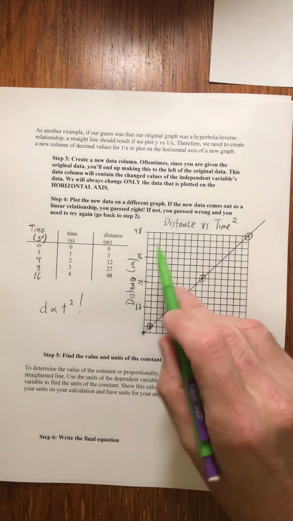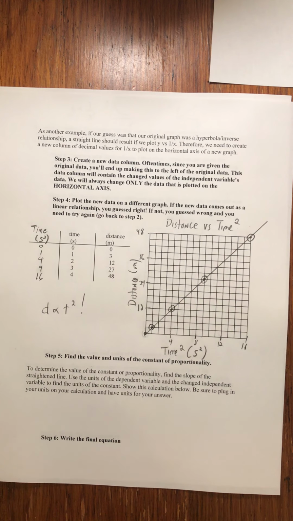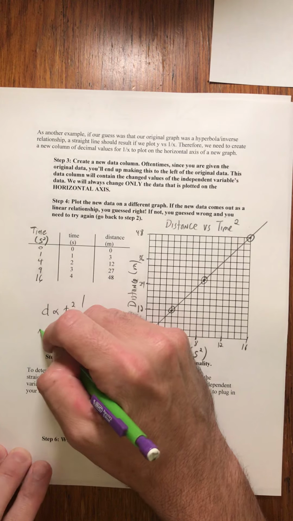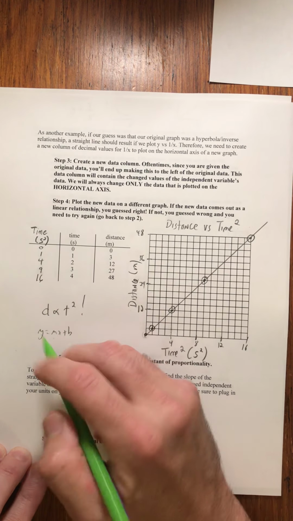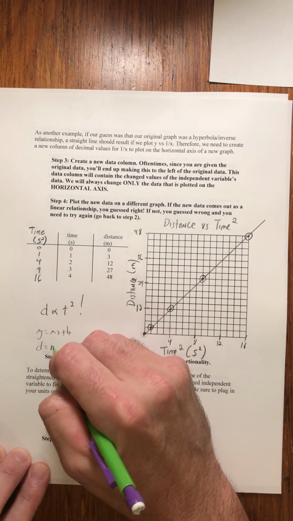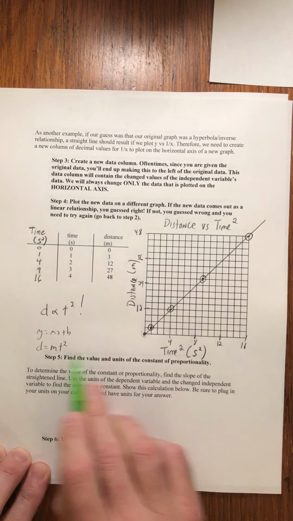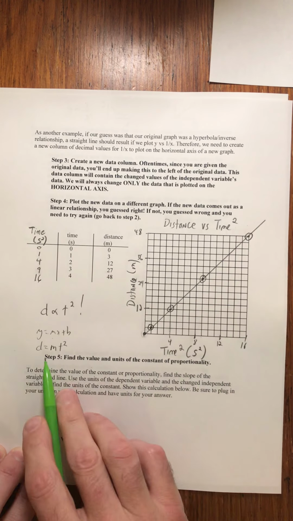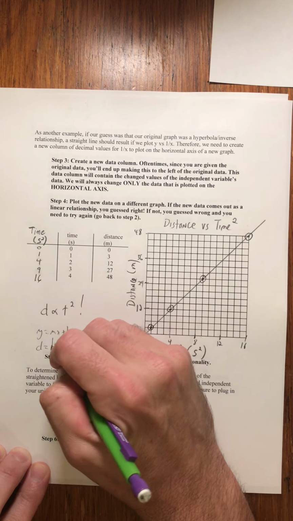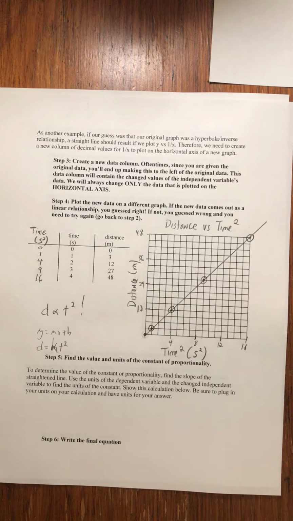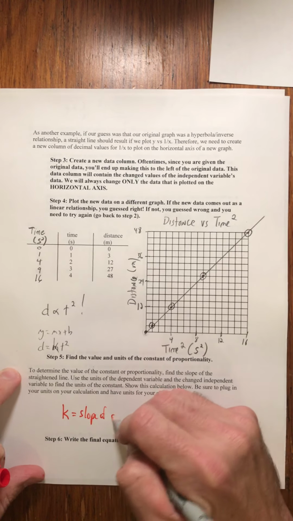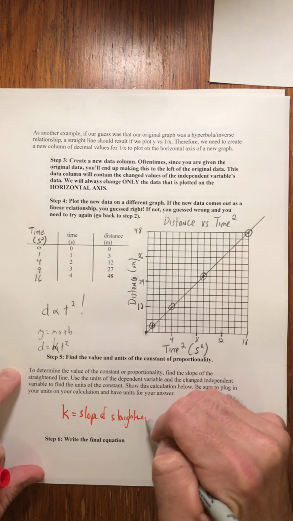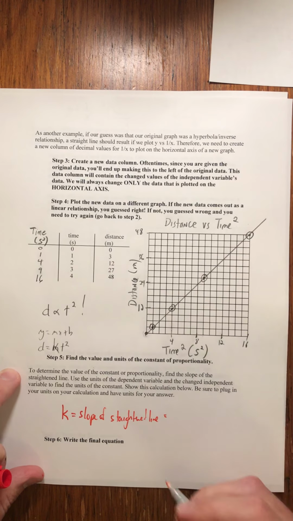So next we're going to find the units of the constant of proportionality, its value, because if we think y is equal to mx plus b, and m is the slope, and I put this in that form, distance is equal to slope times t squared, because t squared is what's on the horizontal axis. The slope of this line is our k. So there we go. Let's find that. K equals the slope of the straightened line.